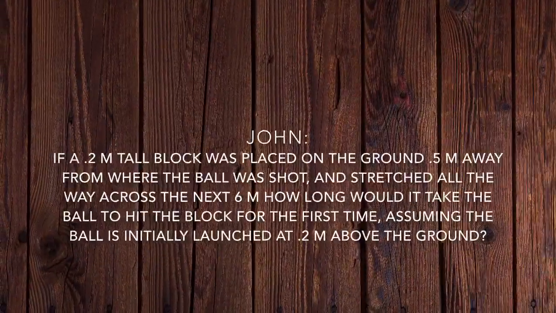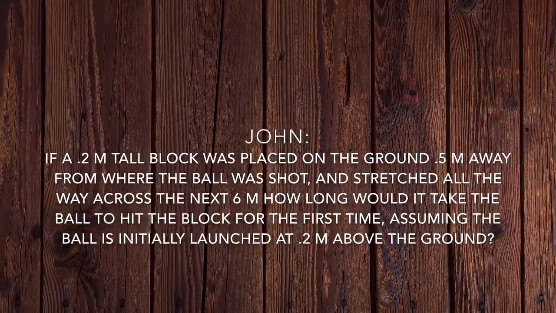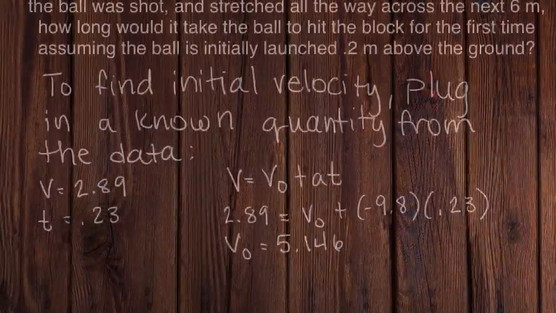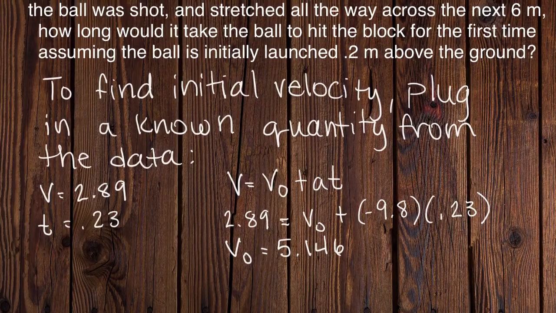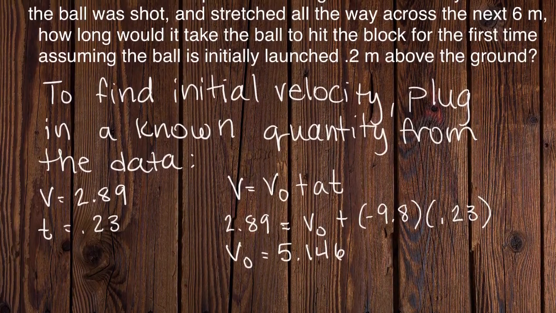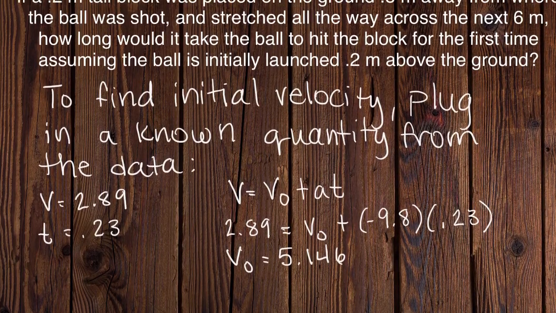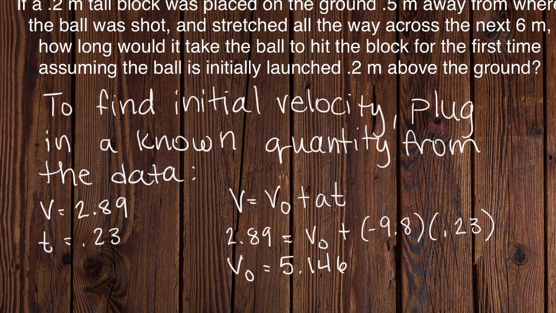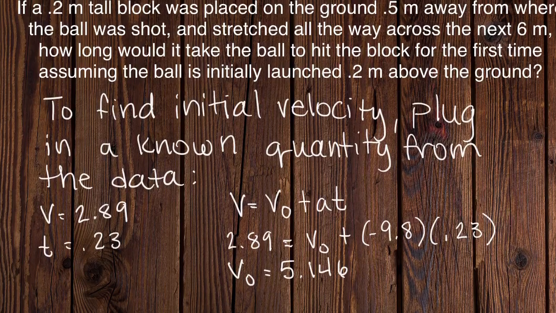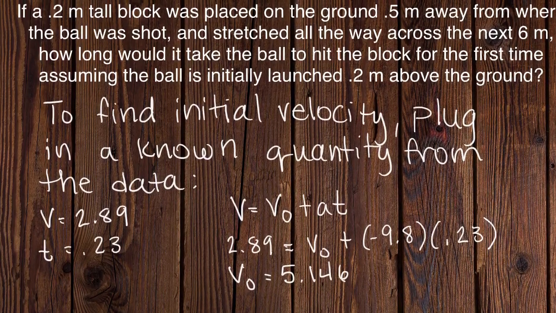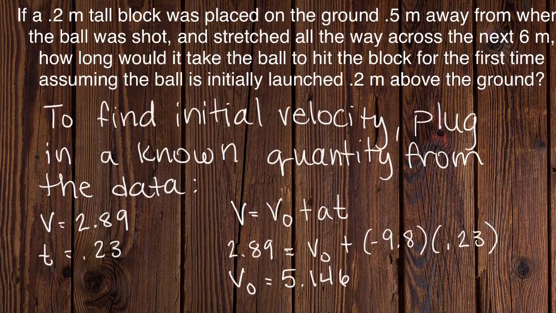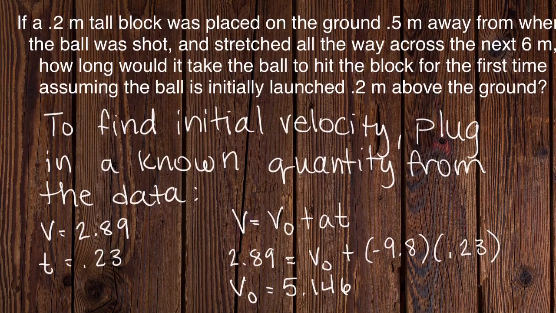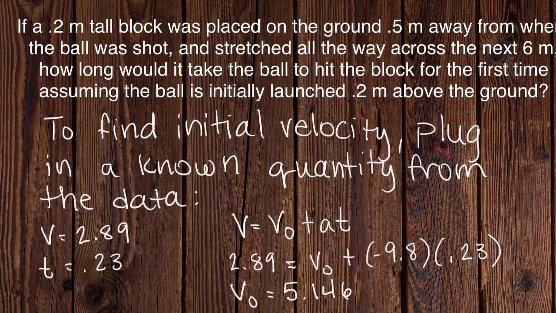Basically, what this is asking for is the time it takes to get back to the launch height. And that took quite a few steps. The way I started was I found the V naught of the ball, using the equation V equals V naught plus acceleration times time, plugging in all the givens that you have. I chose a point from the graph, the point at 0.23 seconds. So I plugged in 2.89 for the V, 0.23 for the T, and of course negative 9.81 for the acceleration. Solving for V naught, I got 5.146, and that's the magnitude of the velocity at the starting point.